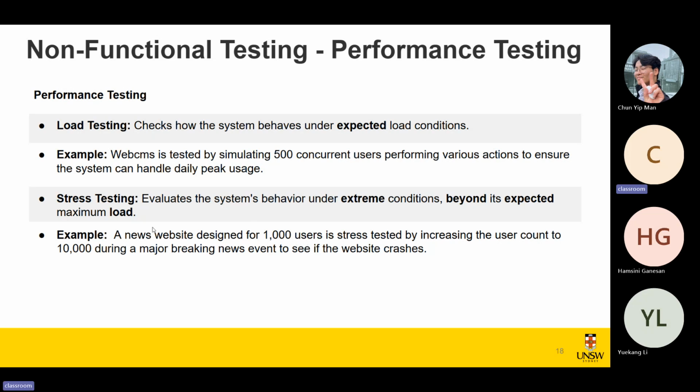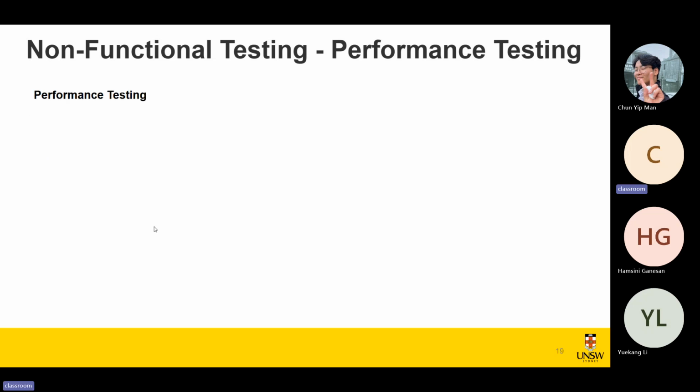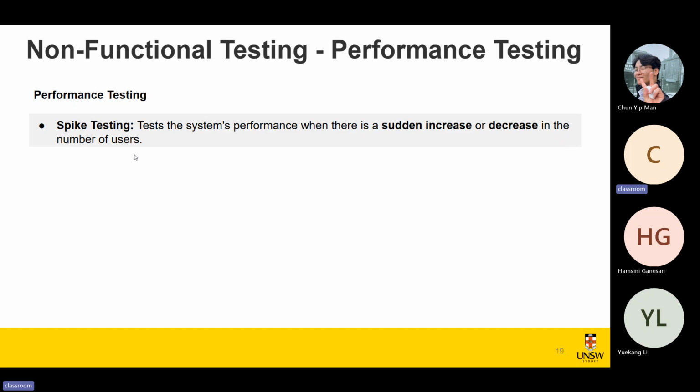So this is about stress testing. And there are some other metrics for performance testing. And the third one is spike testing. So spike testing is a test of how the system performs when there is a sudden increase or decrease in the number of users or required resources.